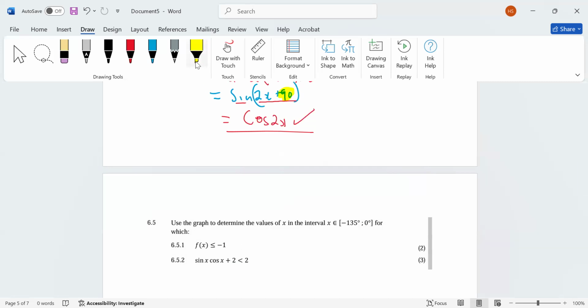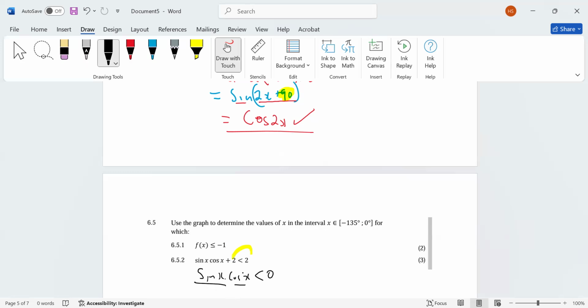What is it that you can do for me? Take the 2 to the other side. If we transpose the 2, sine x multiplied by cos x is going to be less than 0. But remember, we don't have a sine graph. We also don't have a cos graph.